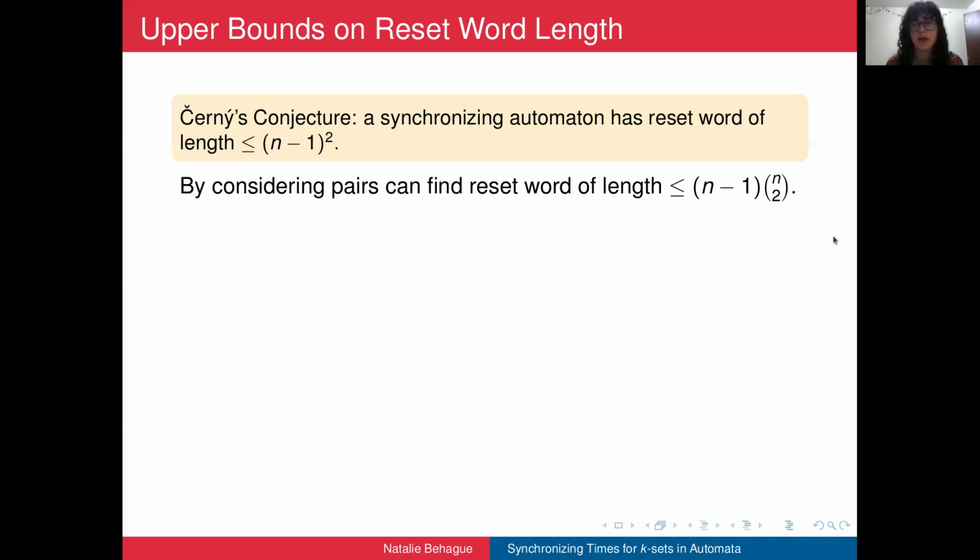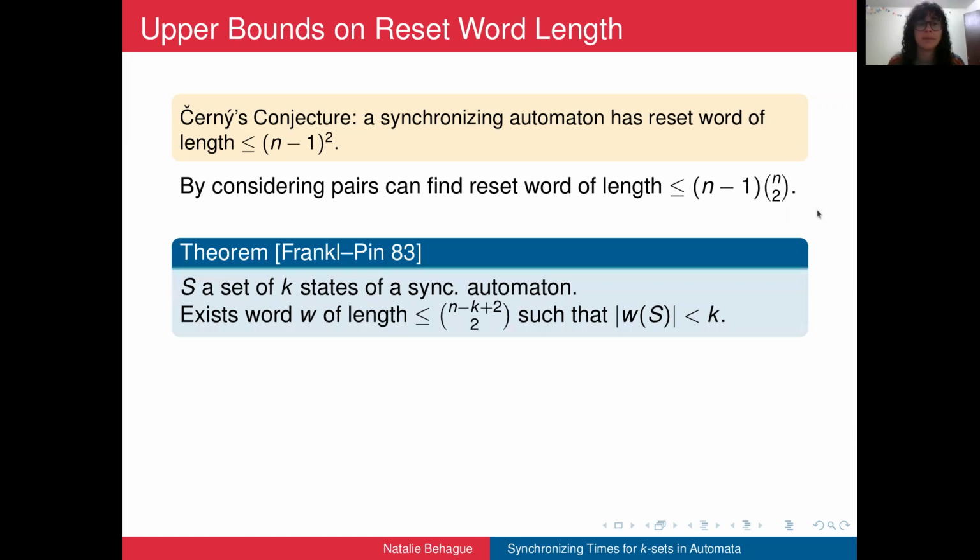Okay, so that feels like the argument has a lot of slack, because at no point were we attempting to find the best pair in the image that would have the shortest mapping down. We were just saying, oh, we'll take any pair, and at worst it has n choose 2 letters to get mapped down to a single state. So there is a better upper bound. This was found by Frankl and Pin in 1983.